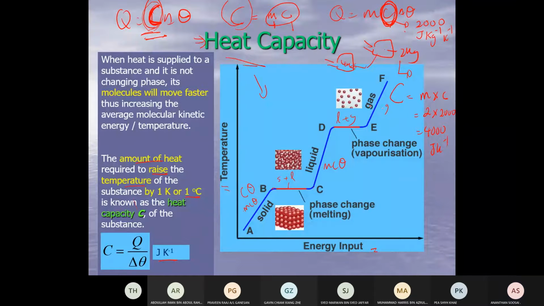So when the temperature rises from AB, CD, and EF, we use MC theta to calculate the energy absorbed. And when phase change happens, we use another type of energy. What is that? Latent heat of fusion and vaporization, correct? We will come back to that later.